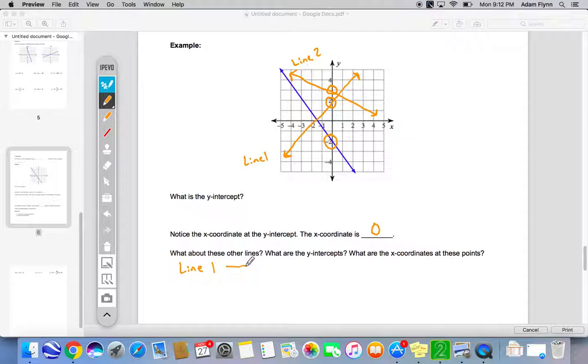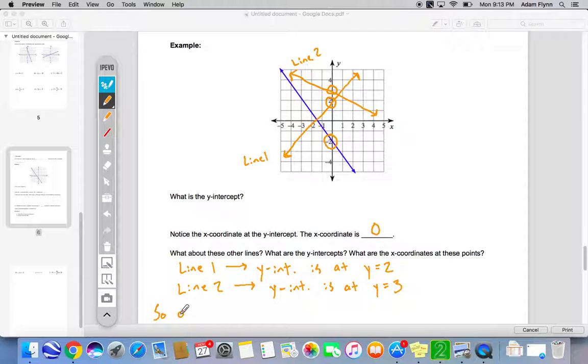So for line 1, the Y-intercept is at Y equals 2. And for line 2, the Y-intercept is at Y equals 3. So what are the x-coordinates at these points? So if we go right up the line here, right up our Y-axis, we're not moving left or right at all.